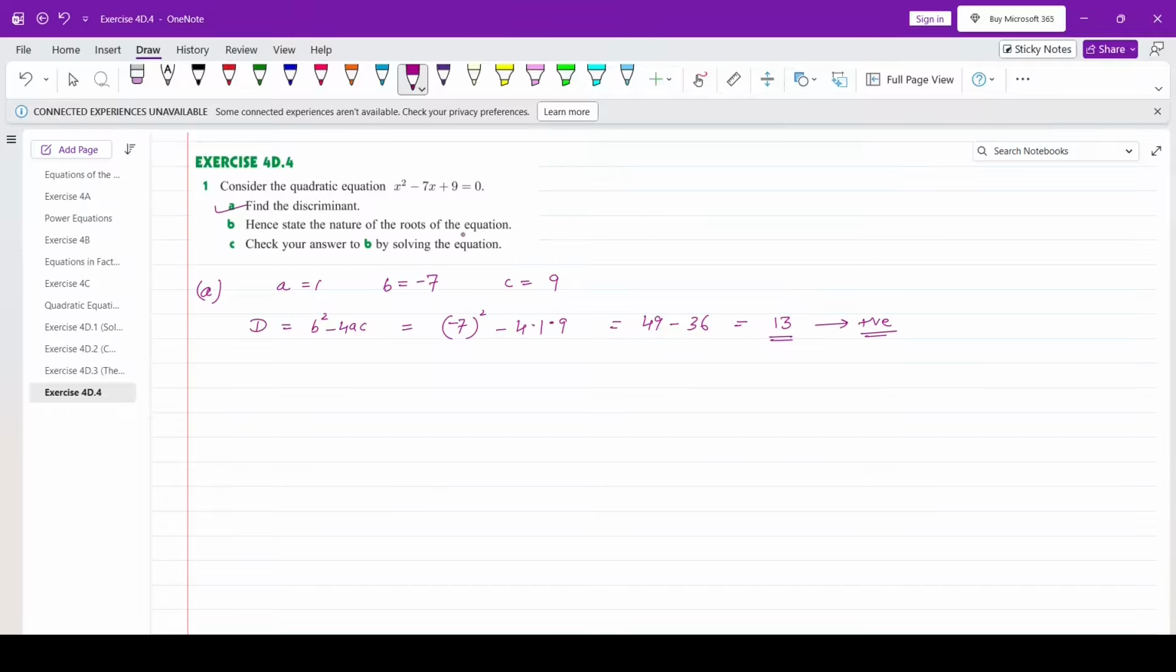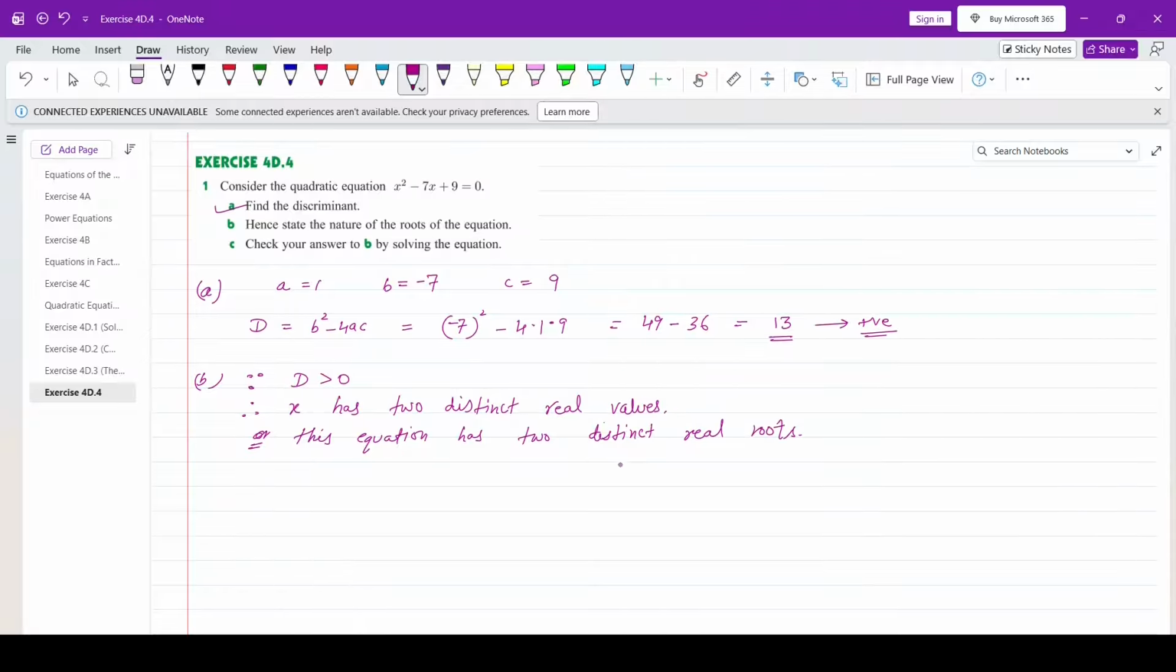Hence state the nature of the roots of the equation. So we can say, since d is greater than 0, therefore we can say x has two distinct real values, or we can simply say this equation has two distinct real roots.